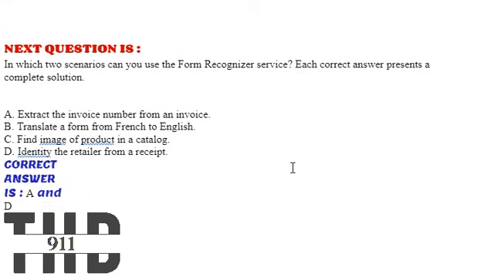Next question is, in which two scenarios can you use the Form Recognizer service? Option A, extract the invoice number from an invoice. Option B, translate a form from French to English. Option C, find an image of a product in a catalog. Option D, identify the retailer from a receipt. The correct answer is option A and D.